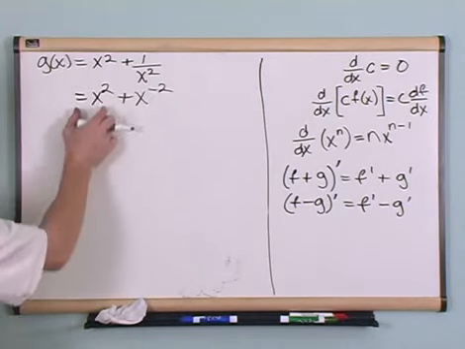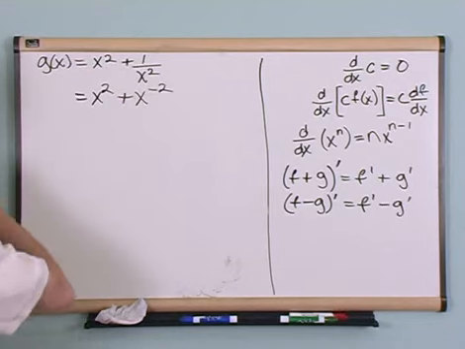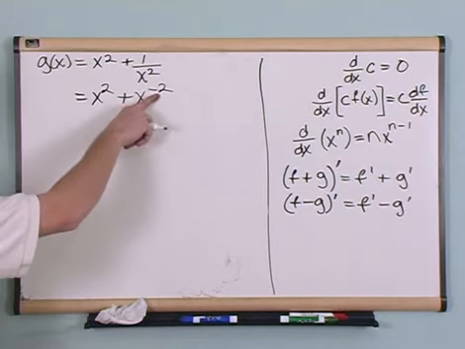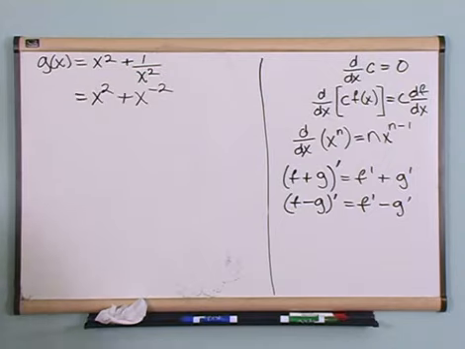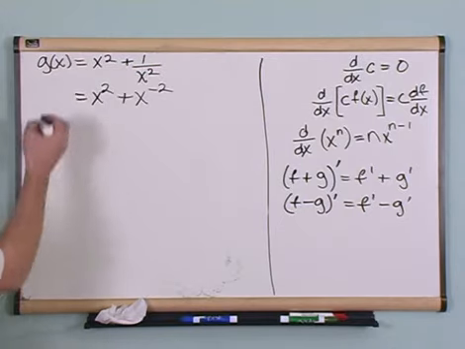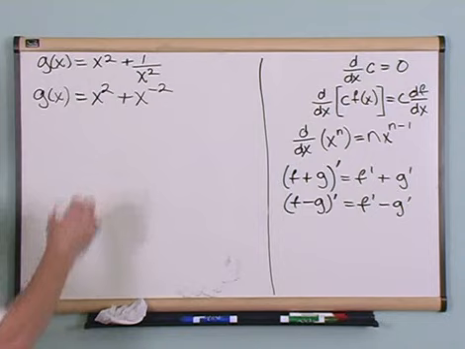You can write it like this: x squared plus x to the minus 2. Remember, anytime you have a negative exponent, it's like saying 1 over x raised to the same exponent. So here I've just rewritten the function. And that suits me just fine.